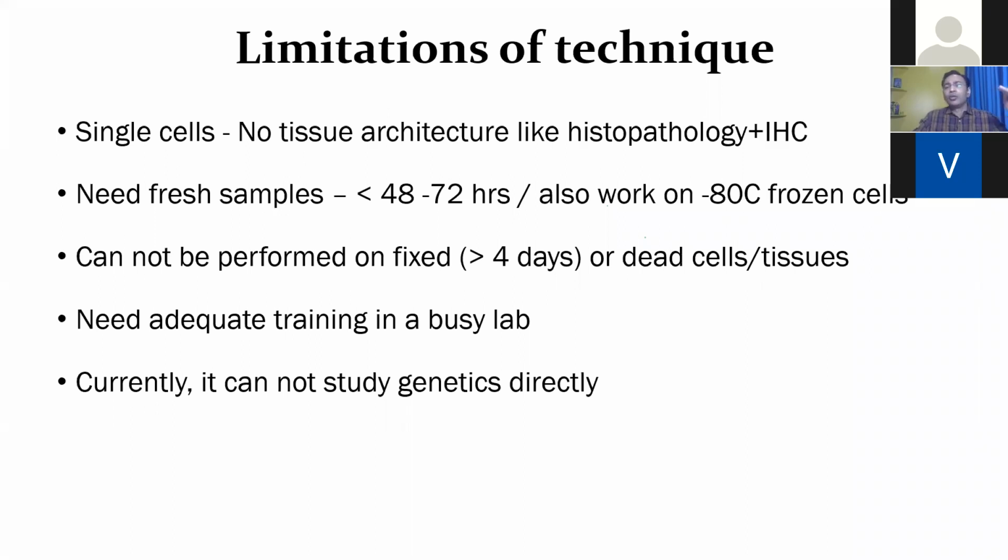In an emergency situation, we can freeze the cells at -80 and then process the sample, but for the freezing you need to standardize the protocol. Then it cannot be performed on fixed cells, like if you have a block, you cannot do flow on it. Some people have tried for ploidy, you can get a result, but it is not that reliable. Many times the cells are dead.